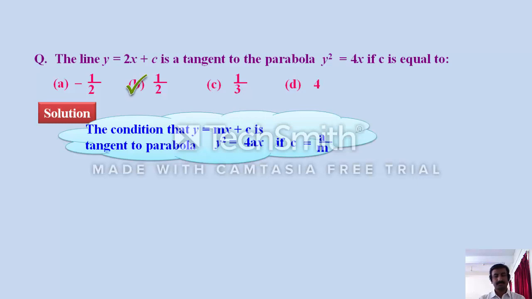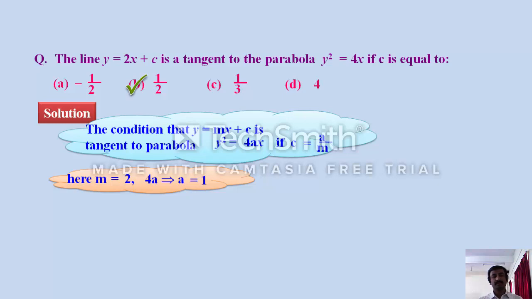Let us see how we got the answer as 1 by 2. The condition that y equal to mx plus c is tangent to the parabola y square equal to 4ax is always c equal to a by m. Remember my dear student, it is very important, c equal to a by m is the condition. Where c is the y intercept, a is the coordinate of the focus of the parabola, and m is the slope of the line. Next substitute the values, find m, find a. Here it is a printing mistake, actually it is 4a equal to 4 and a equal to 1.